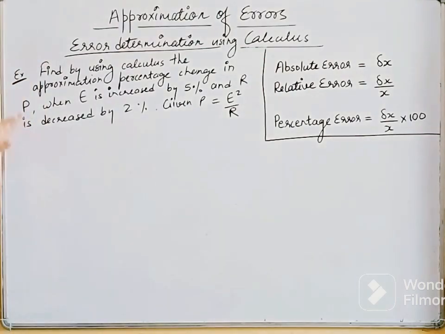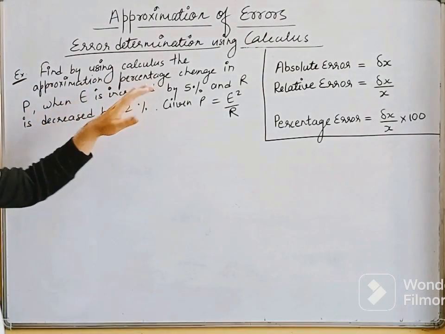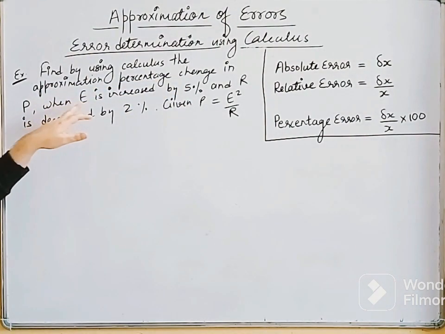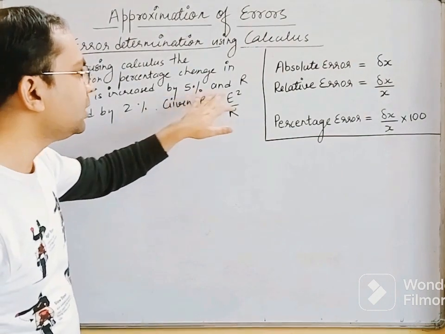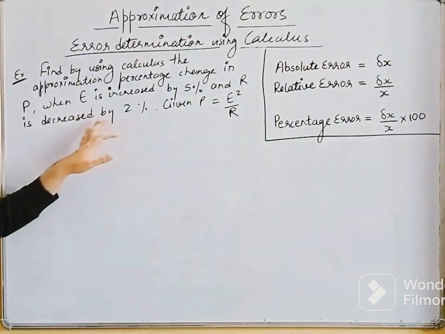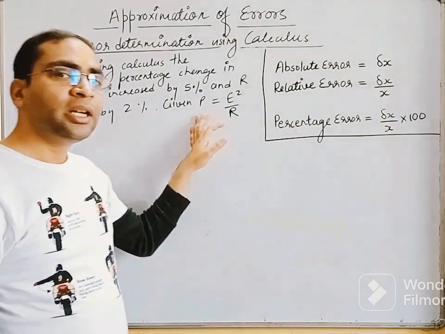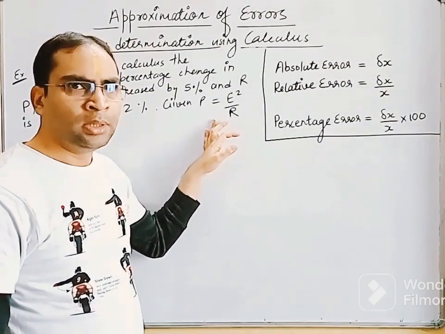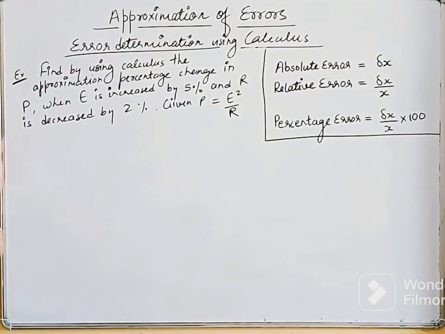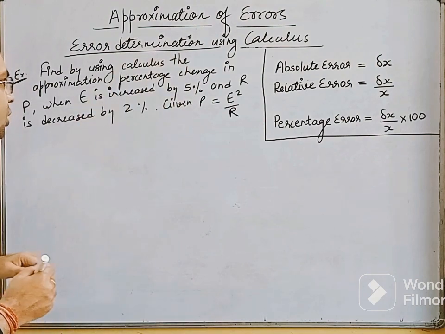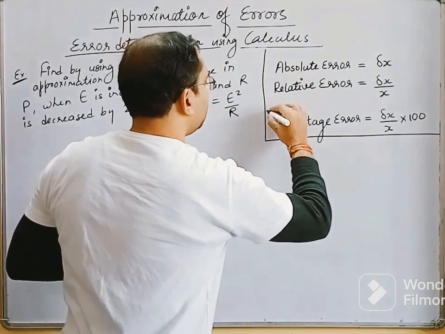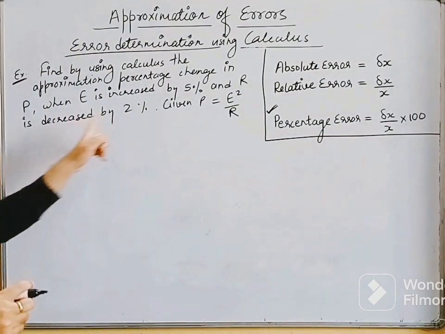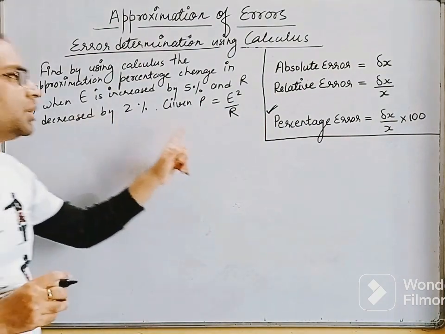Now let us see this example. Find by using calculus the approximate percentage change in P when E is increased by 5% and R is decreased by 2%, and given P is related with E and R in the form of P is equal to E square by R. So we need to note here that we need to find the approximate percentage change, which means we need to find out the percentage error in P whenever the percentage change in E and R is given.